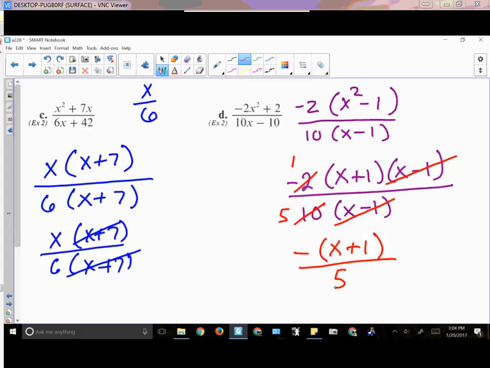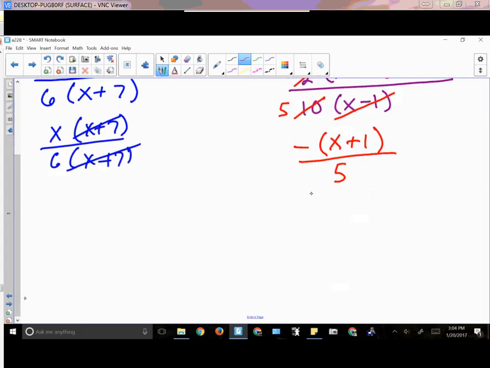Now, if I wanted to, yeah, I could write it as, you would also see this answer listed as, well, negative x minus 1 over 5. That would be a possibility as well, if you distribute the negative around on it. Again, it all depends upon what you are shown.